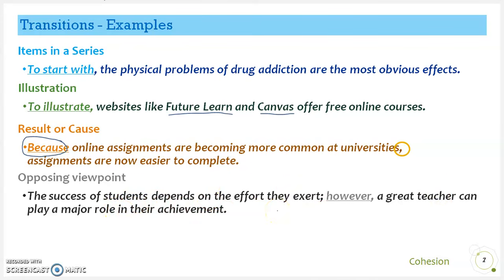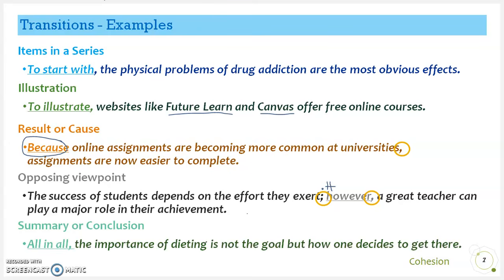Notice that we used however here in the middle of the sentence. There's a colon before it and then a comma after it. We can actually put a full stop here and then capitalize the H in however. It would still be correct, however connected these ideas together. Summary or conclusion: all in all, notice the comma as well. The importance of dieting is not the goal, but how one decides to get there. This is the concluding sentence in a conclusion about an essay related to dieting.